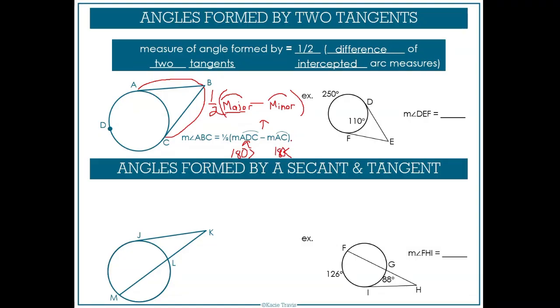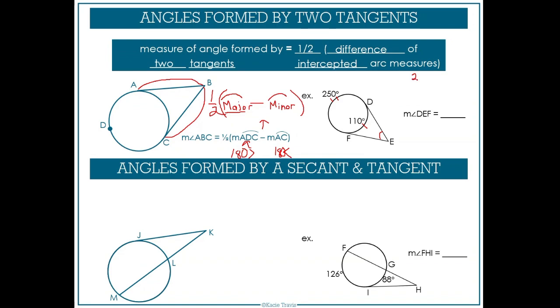So it will be smaller than 180. And we're still subtracting, so that part has not changed for us. So our first example here, we got our major arc, 250, our minor arc, 110. And we're trying to figure out this angle, DEF.